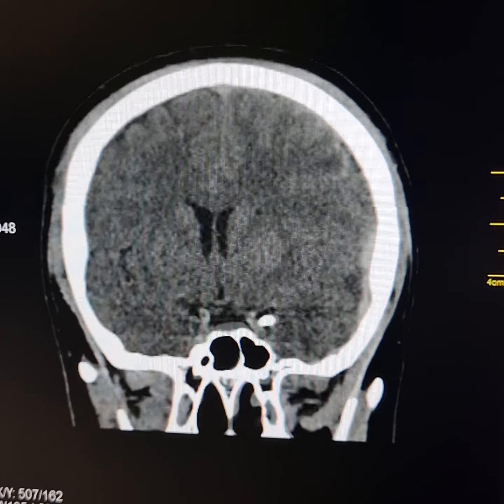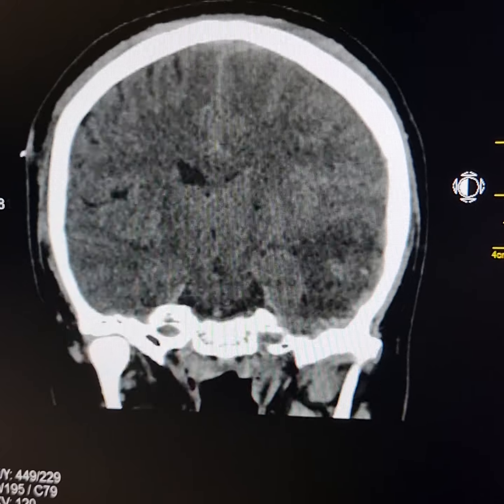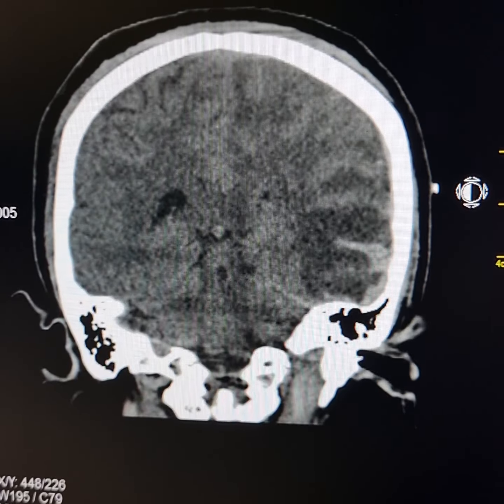This is the coronal scan. Same findings of the hemorrhagic contusions.